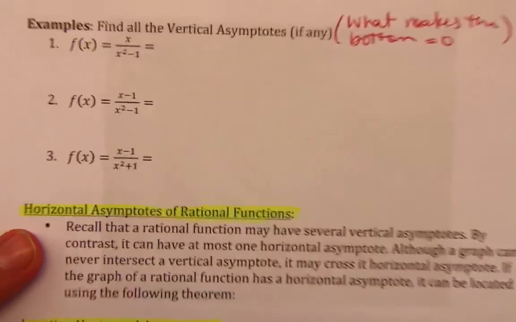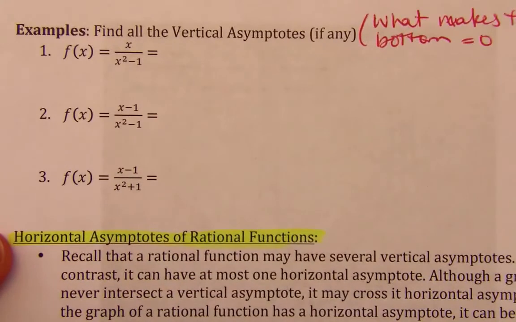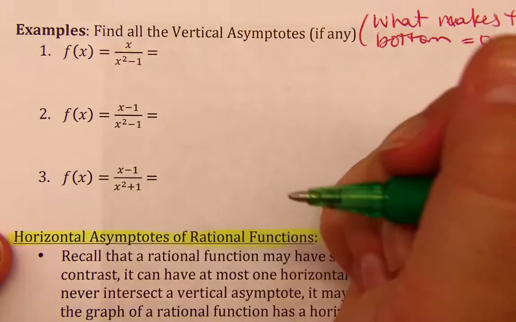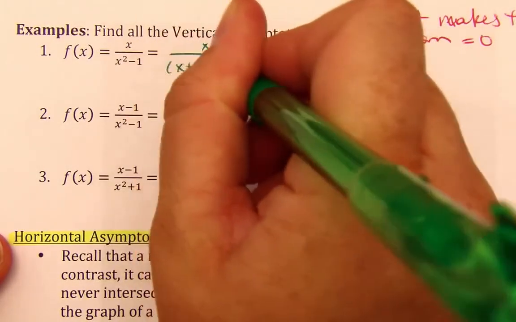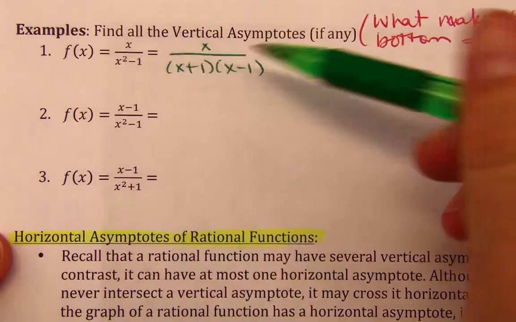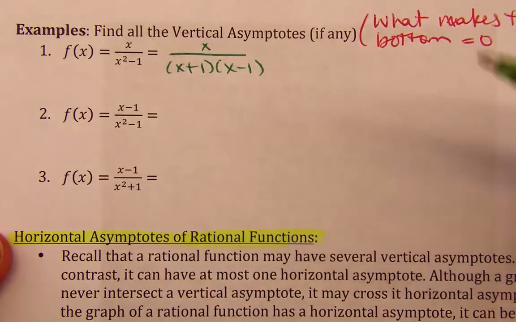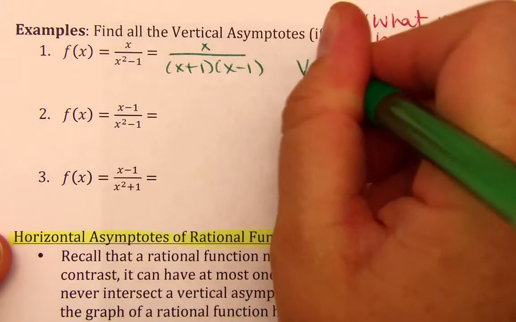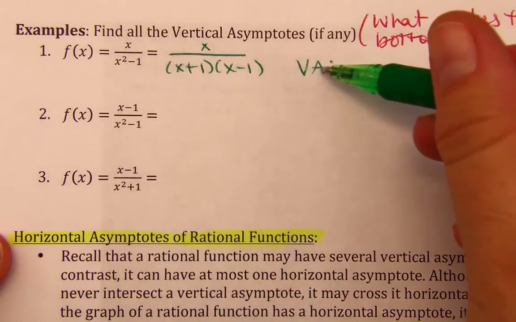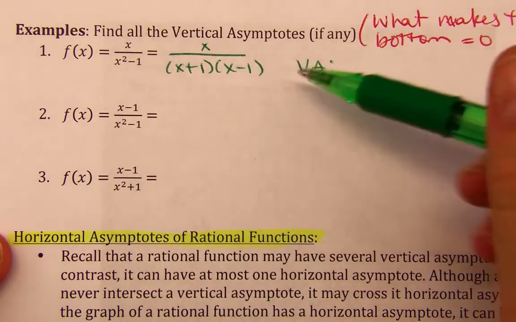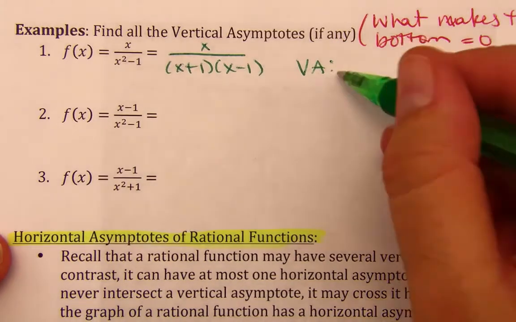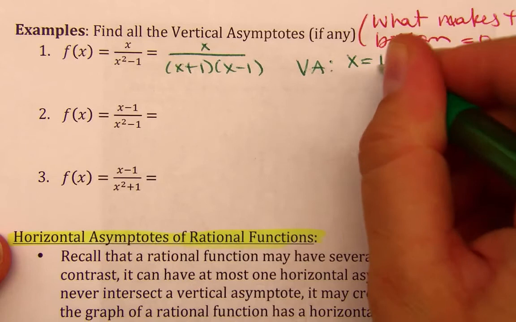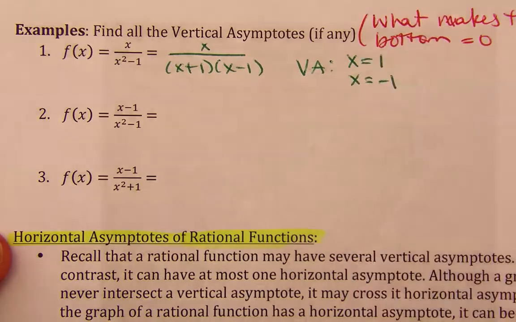So looking at these examples, in the first one, what's going to make the denominator 0? Well, first we need to factor, and none of the factors cancel with the numerator. So that means we have a vertical asymptote, and I will always write VA. I'll never write vertical asymptote. So if you see VA, that means a vertical asymptote. And we have a vertical asymptote at x equals 1 and at x equals -1.